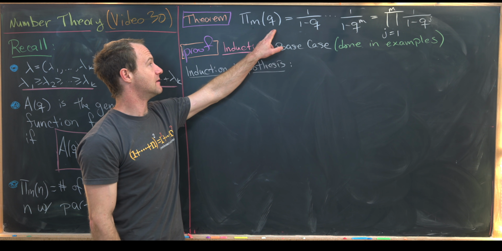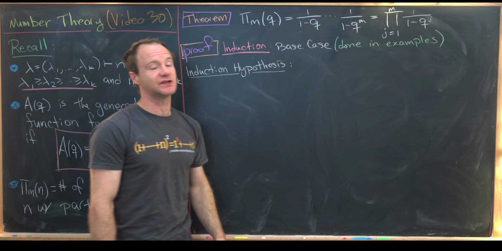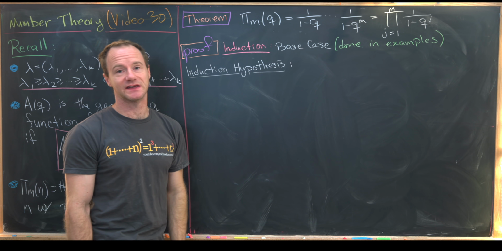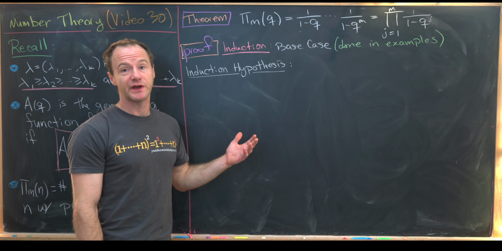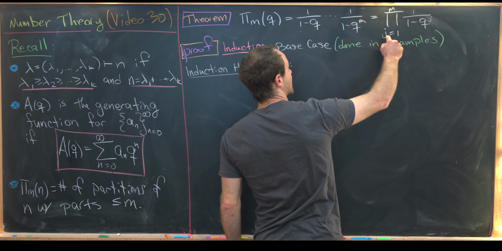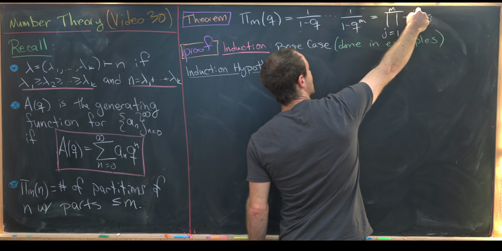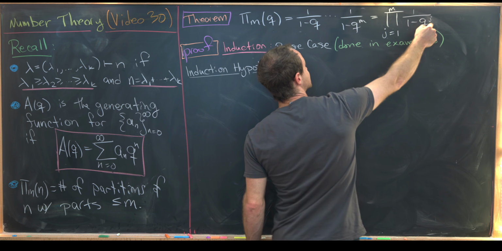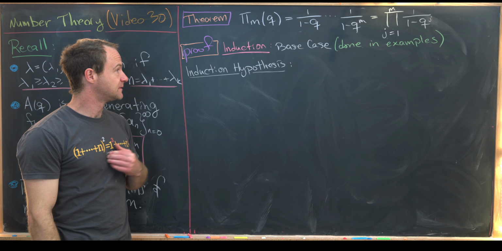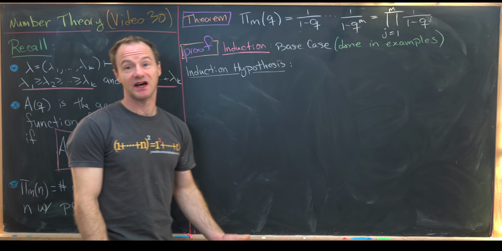So that's pi_m(q) is 1 over (1 minus q) times 1 over (1 minus q squared), all the way up to 1 over (1 minus q to the m). We can write that in product notation as follows. This is the product as j goes from 1 to m of 1 over (1 minus q to the j). Now we're going to prove this by induction, and our base case is actually just done in the examples.